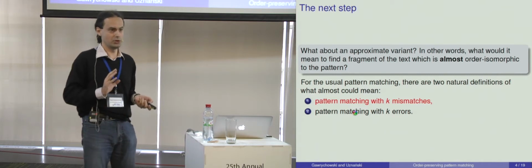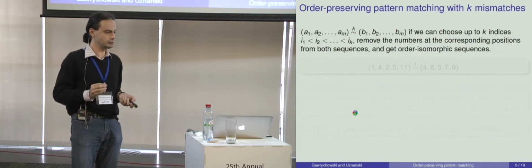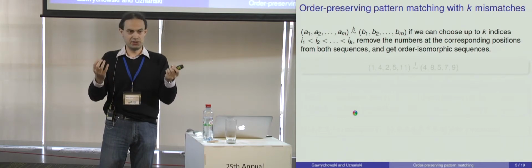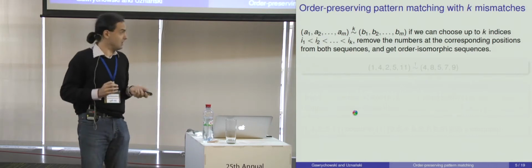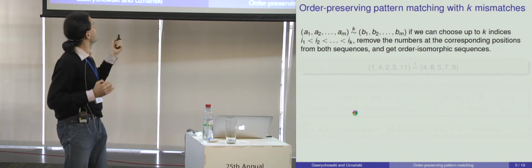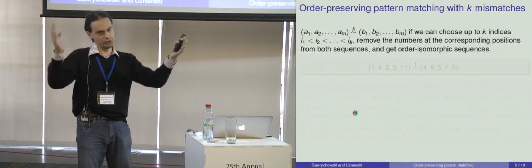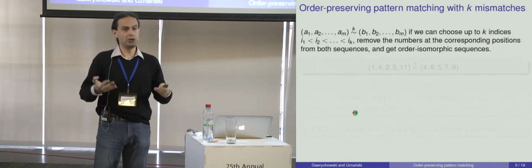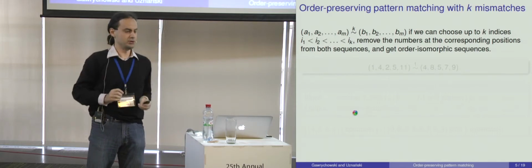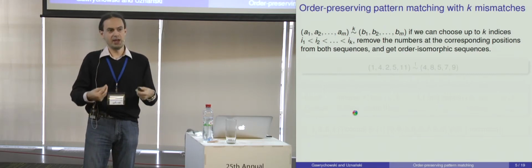So first, I should define what I mean by mismatches in this context, because it might not be clear. First, I should define what it means that two sequences of numbers match with up to k mismatches in the order preserving sense. By that I mean I can choose up to k indices, a1, a2, and so on, and then I remove the numbers at those positions from both sequences, the same positions in both sequences, so I get two shorter sequences. And I would like those shorter sequences to be order isomorphic. So if I can choose those indices, those positions which I remove from both of them, and if I can get order isomorphic things, then I'm saying that the original sequences are order isomorphic with k mismatches.